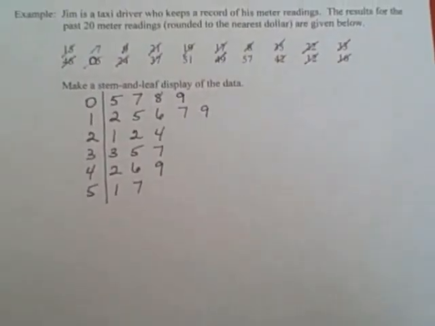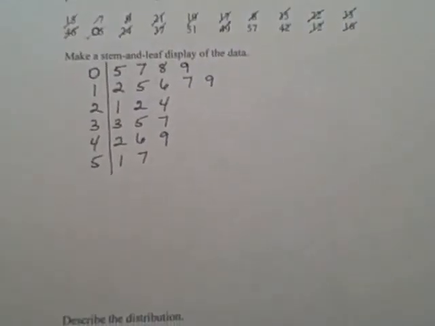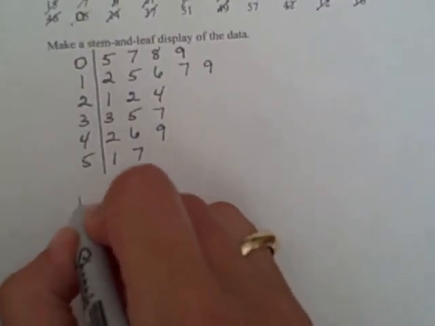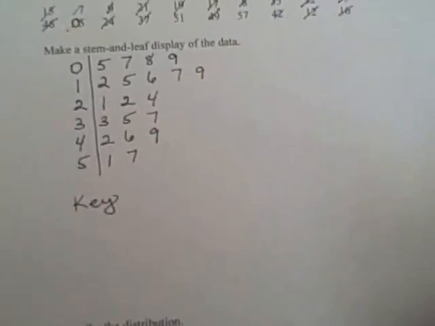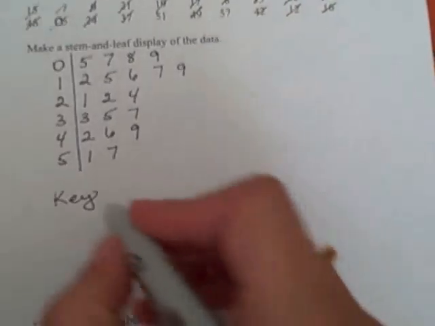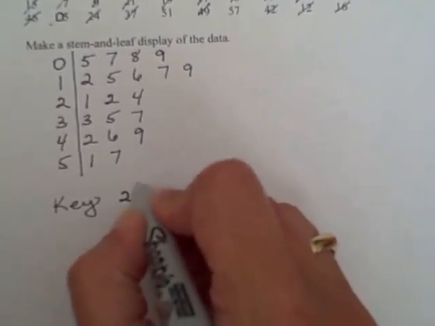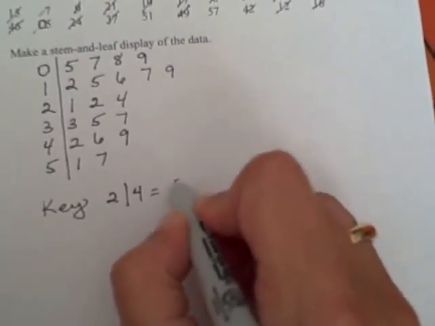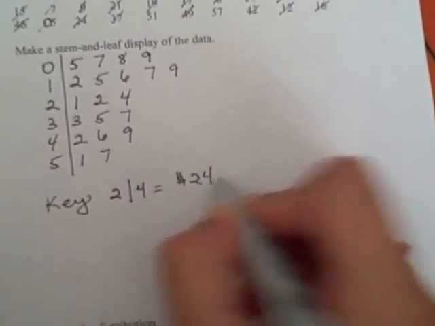Okay. Now, the other important thing we need in a stem and leaf display is a key so that people know how to read it. It does not matter which data value you pick. Let's just say we pick 24. So I would go 2 and my vertical line and my 4, and that represents $24.